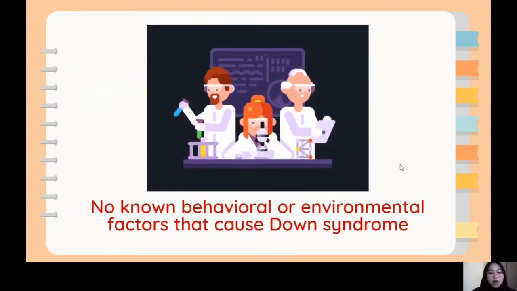As for now, there are no known behavioral or environmental factors such as toxins or lifestyle that can cause Down syndrome. The only known non-genetic risk factor is advanced maternal age, a mother more than 35 years old. However, this is not definite because 80% of children with Down syndrome are actually born to mothers younger than 35 years old.